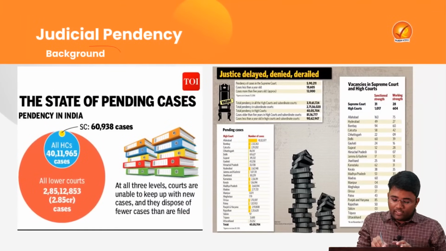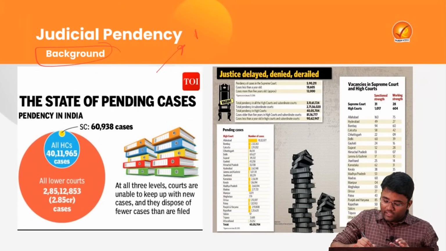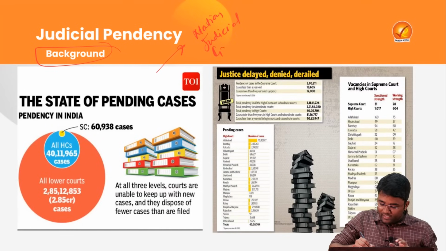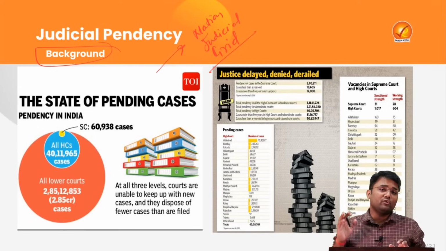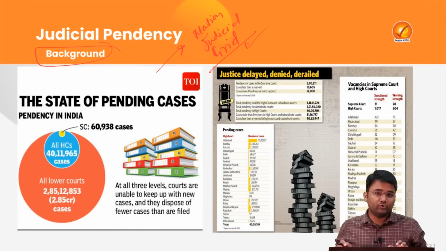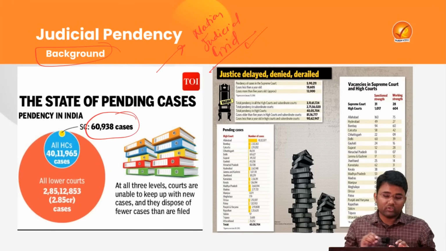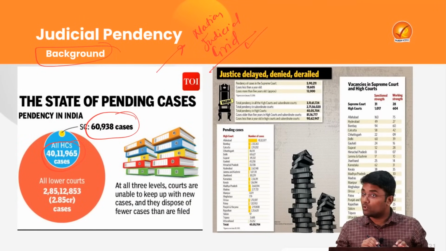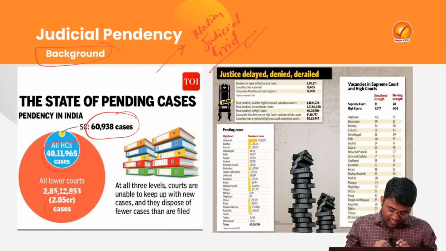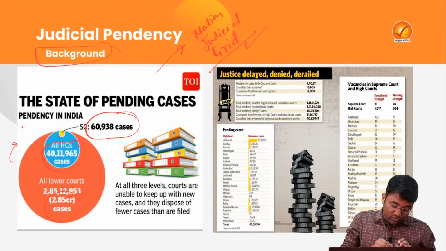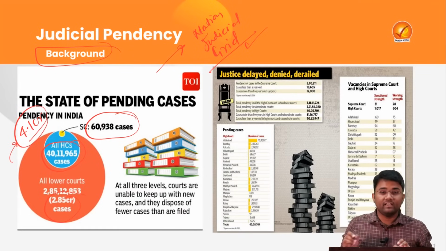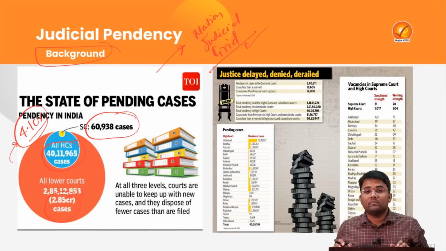Now let's try to understand some background. As per the National Judicial Grid, which provides details and data about the cases going on in the different courts of India, almost 60,000 cases are pending in the Supreme Court, more than 40 lakh cases are pending in the High Courts, and almost 2.85 crore cases are pending in the lower courts. So more than 4.1 crore cases are pending in India at this point of time.